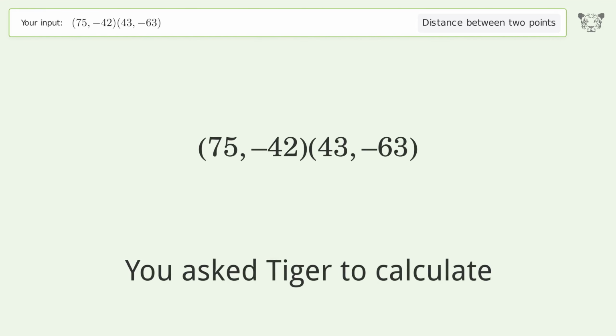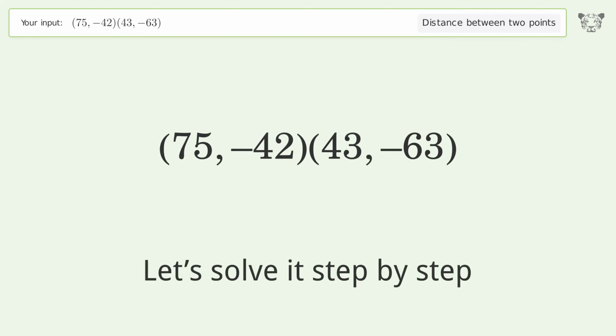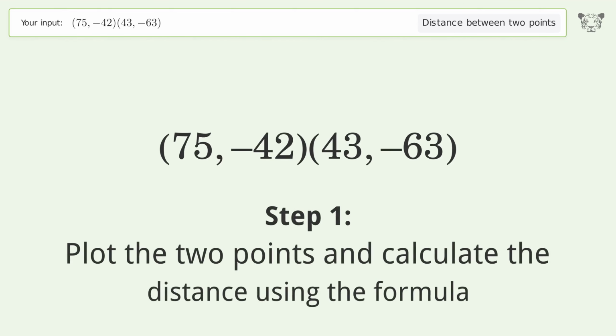You ask Tiger to calculate the distance between 2 points. The distance between the 2 points is the square root of 1465, or 38.275. Let's solve it step by step. Plot the 2 points and calculate the distance using the formula.